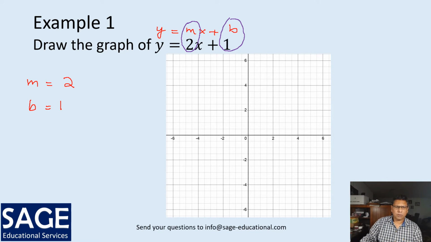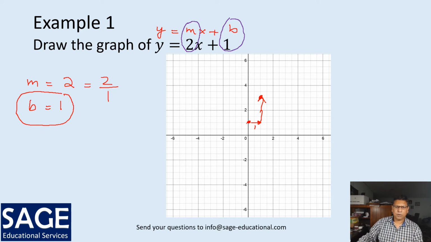So because b is equal to 1, we are going to go to the y-axis, and we find the point on the y-axis where y is equal to 1. Now a slope of 2 means that we go 1 unit to the right. So when we say slope is equal to 2, we can also write this as 2 over 1. So we go 1 unit to the right, and then we go 2 units up. So there we find our second point.